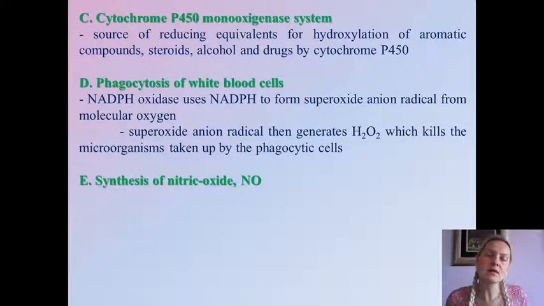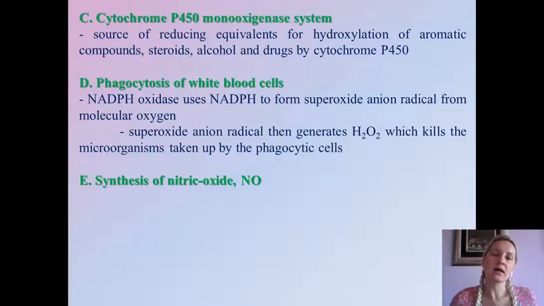And the last role of NADPH worth mentioning here is its involvement in the biosynthesis of nitric oxide, which is very important for vasodilation. But the overproduction of NO can lead to the formation of some reactive nitrogen species and the formation of nitrosative stress, but that is going to be reserved for the story in one other lecture.